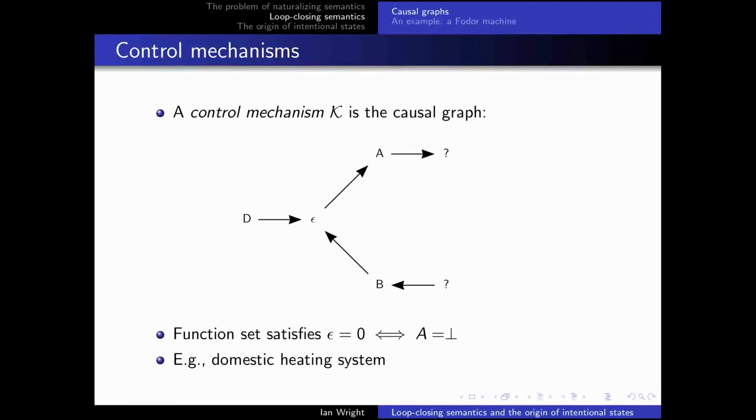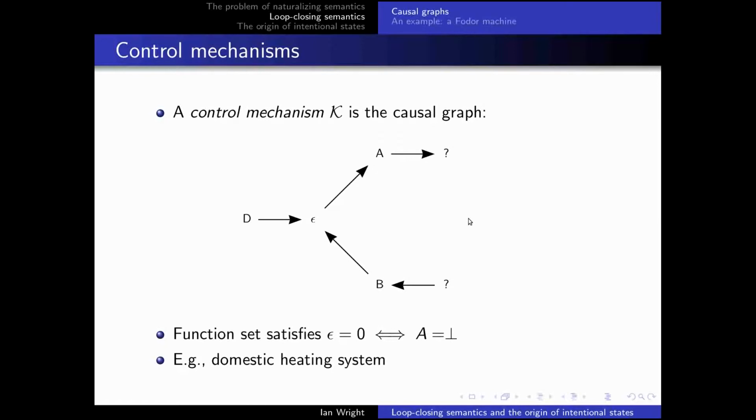D denotes a desire-like state. And epsilon denotes an error-like or comparison state. The idea is that epsilon is a discrepancy measure between the belief-like and desire-like states. A denotes an action-like state. And the control mechanism outputs a null action if and only if its error state is 0, where 0 means that the belief-like and desire-like state are equal in some appropriate sense. The null action is inactivity, such that A is not the direct cause of anything in the world.